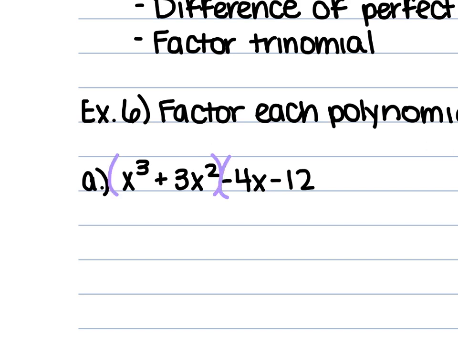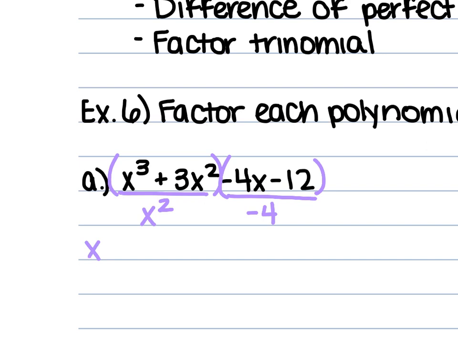So we're going to set parentheses on the first 2 terms and the last 2 terms. And we're going to divide out a common factor from the 2 terms that we just put parentheses around. So the x to the 3rd power and the 3x squared have a common factor of x squared. So we're going to divide each of those by x squared. The negative 4x and the negative 12 have a common factor of negative 4. So we're going to factor out a negative 4 from both of those terms as well.